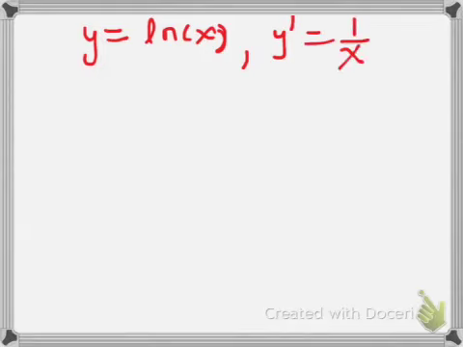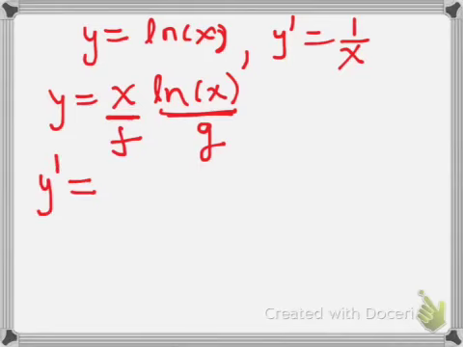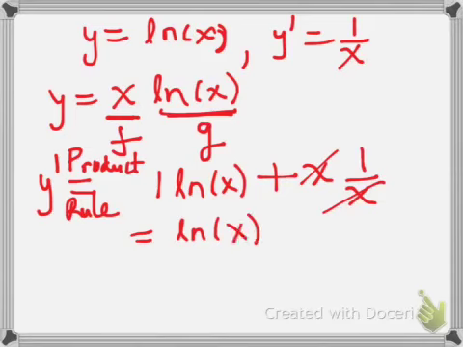Let me do one question with the product rule and one with the quotient rule. What about y equals x ln x? How would you find the derivative of this? This is a product of two functions, function 1, function 2. So for y prime, you have to use the product rule. So y prime equals the derivative of x, which is 1, keeping natural log as it is, plus x times the derivative of natural log of x, which is 1 over x. So the x's cancel, and it's natural log of x plus 1.